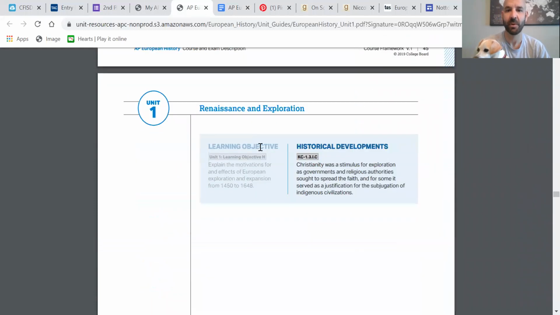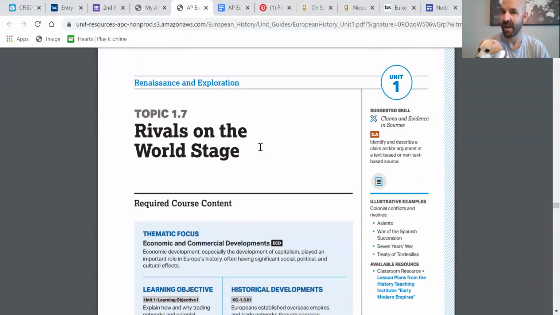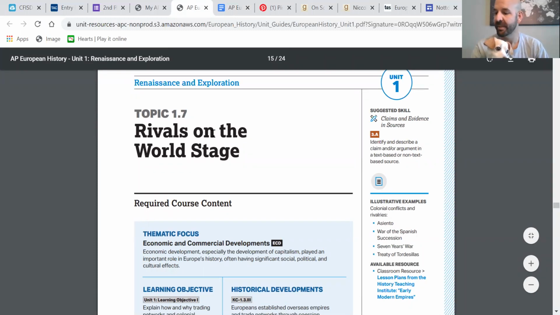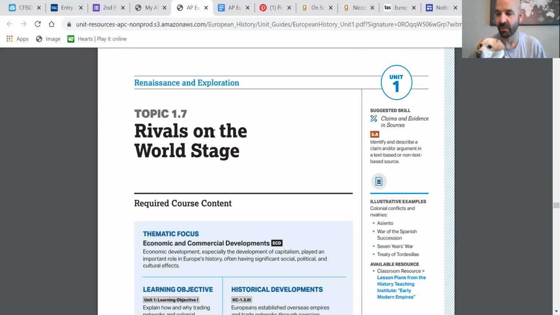All right, now we're moving on to our last one, which is 1.7, rivals on the world stage. And we've already really kind of talked about this. The big focus here is how and why exploration is going to affect the relationship of individual European states with one another. And basically, that's a fancy way of saying there's going to be a lot of conflict because they are competing for finite wealth. Remember that mercantilistic worldview says you have to get as much wealth as possible. If you aren't getting it, then your rivals are. And it's a zero-sum game. Whatever you lose, your rivals gain, and vice versa.